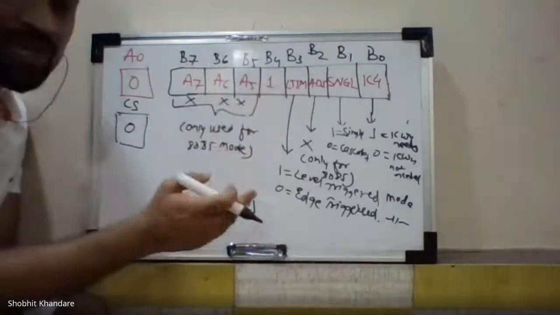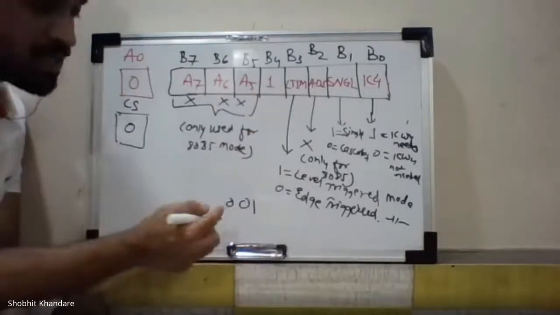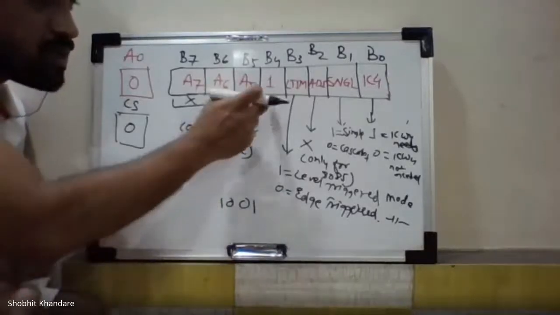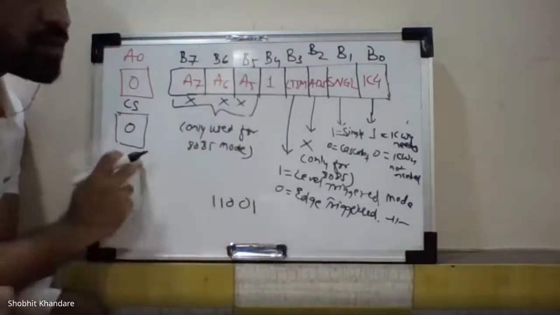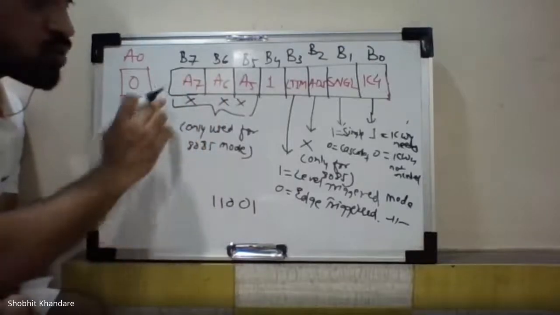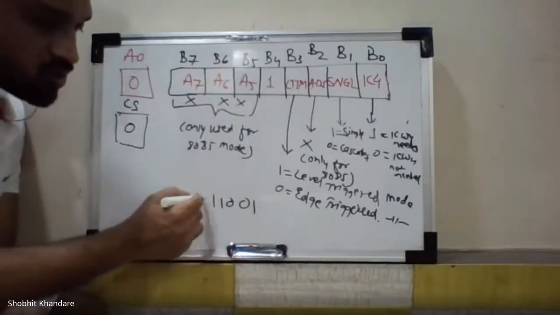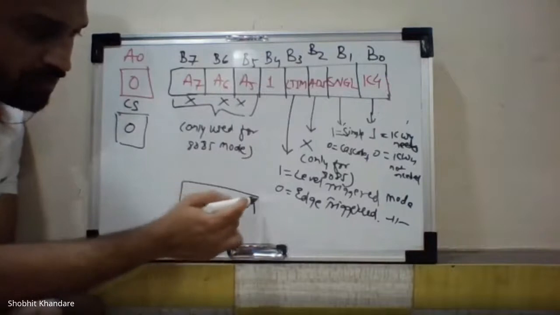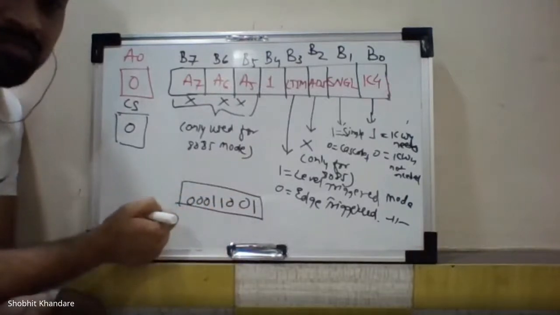Suppose the interrupt is level triggered, then this bit will be 1. The B4 bit will always be 1. These 3 bits are not used, don't care, that means they are also 0, 0, 0, 0. So now I have a command word.